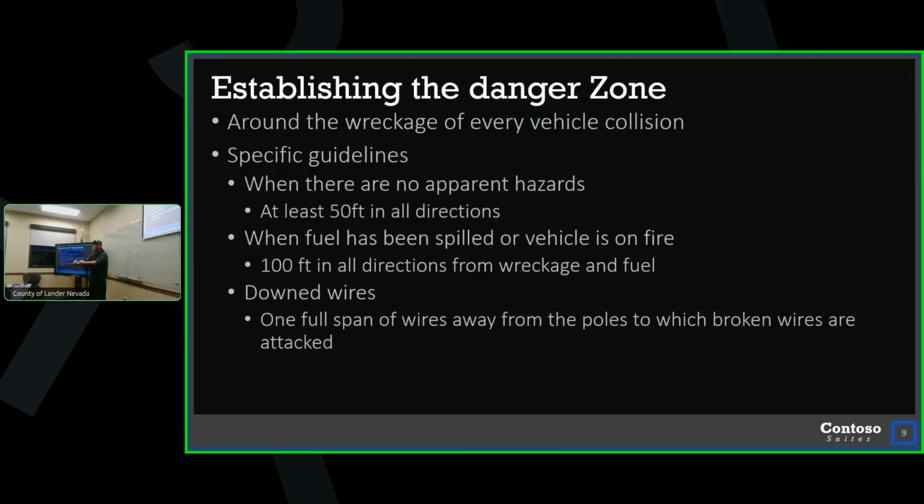So, danger zone, specific guidelines. When there are no apparent hazards, it's 50 feet in all directions from the accident scene. If there is fuel spilled, or if the vehicle is on fire, it is 100 feet in all directions. And for any kind of down wires, you're going to do one full span of traffic poles away from the accident, wherever that down wire is.